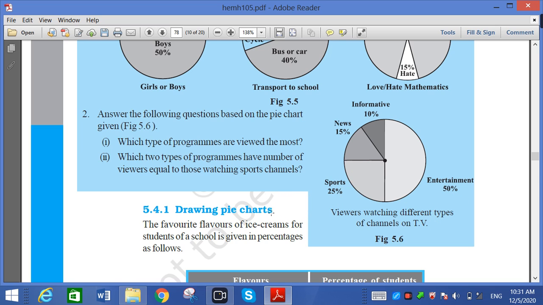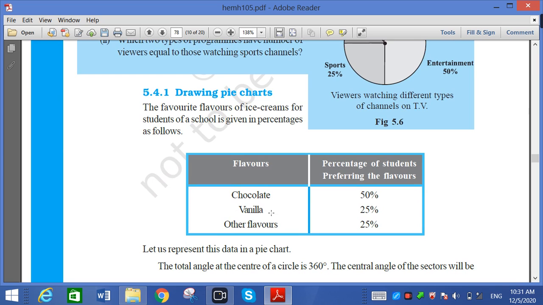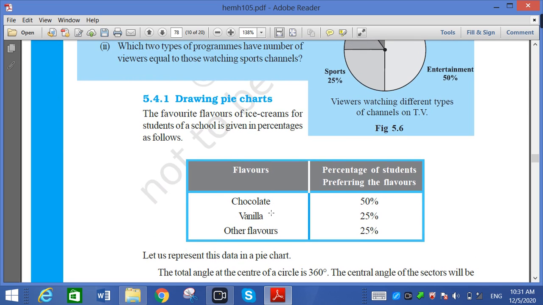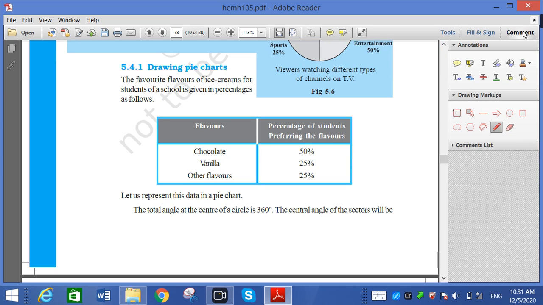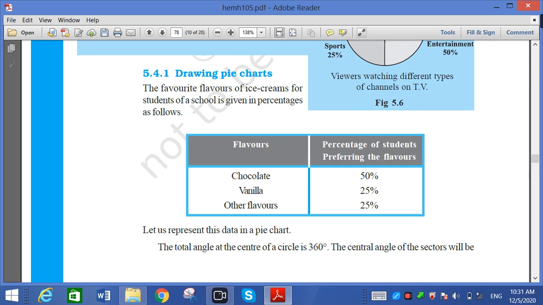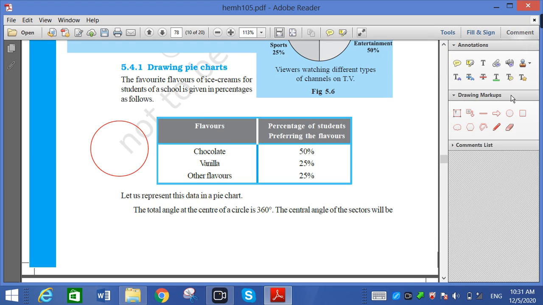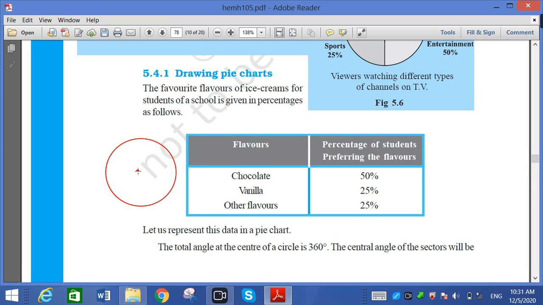Now one example is there that we have to discuss. Drawing of pie chart. So if you see, chocolate, vanilla and other flavors. Total angle at the center of the circle is 360. Now the center angle of each sector will be divided. So if I draw one circle here, let me try, it is possible for us. Okay, here it is. So we have to draw one circle. Afterward, we have to make a center.